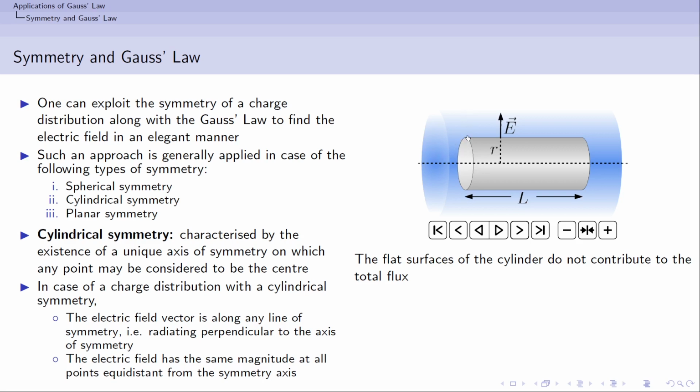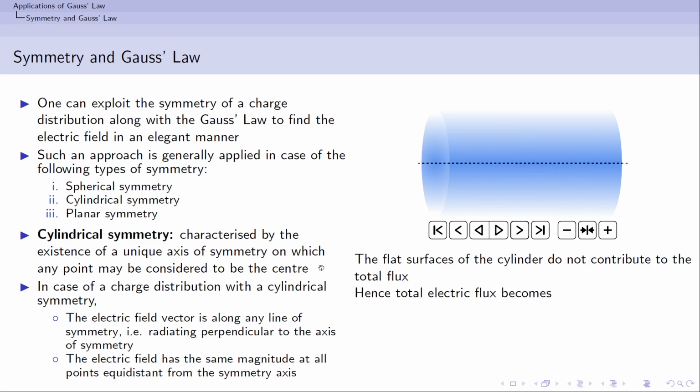So E dot A into cos of 90, which is going to give us 0. So this surface is not going to contribute to the flux, as also this back end surface. These 2 flat surfaces do not contribute to the total flux. So the total flux will be contributed only due to this curved surface.